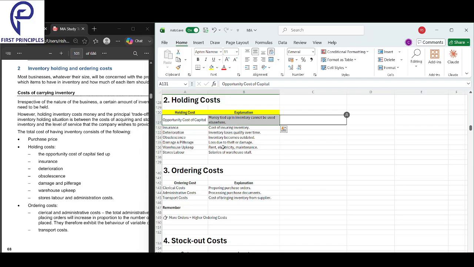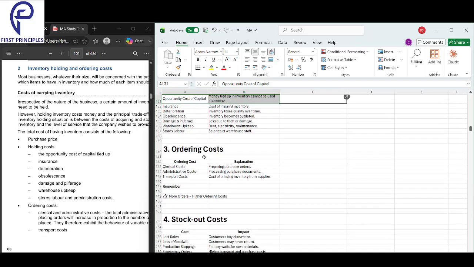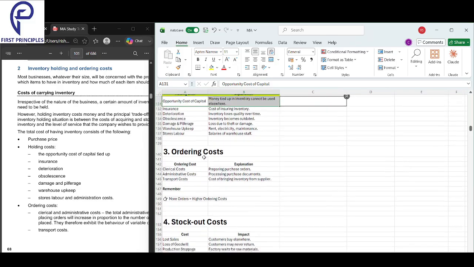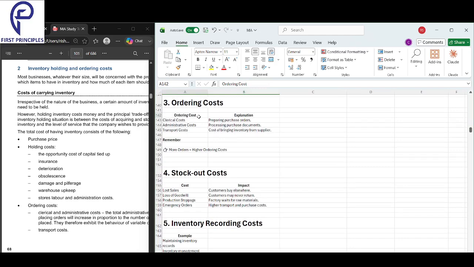And opportunity cost, money is tied up in inventory, you cannot use that money anywhere else because now your money is invested there. Insurance is a cost, inventory deterioration is a cost, obsolescence is a cost, damage and pilferage is a cost, warehouse upkeep is a cost, stores labor is a cost, so again you have to pay stores labor. Next, we look into ordering cost.